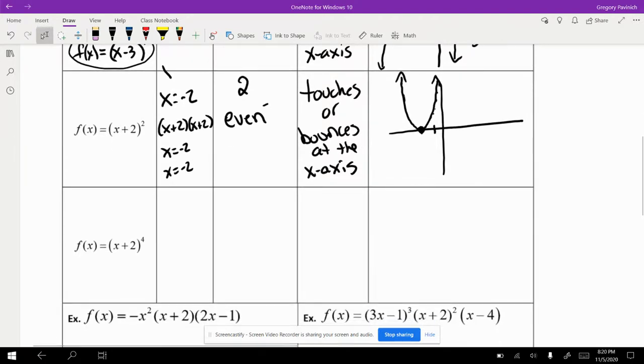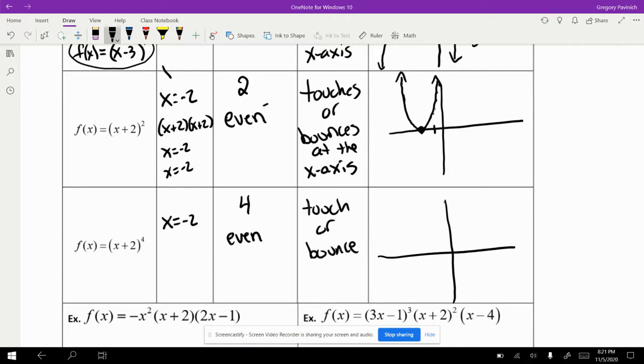Okay, so what happens when I have these larger powers? I still have x equals -2 as my x-intercept or my root. Now it occurs 4 times, which is still an even amount of times. It's still going to touch or bounce, whatever you want to say, I don't care. And I'm still going to go to -2. But again, instead of it being U-shaped, it almost looks like a football goal.